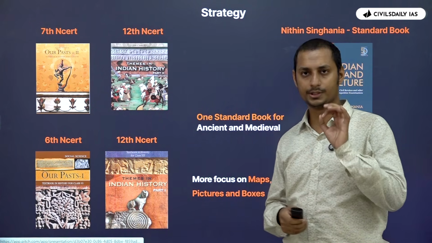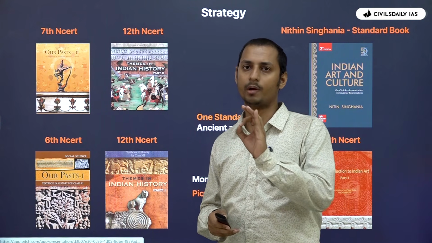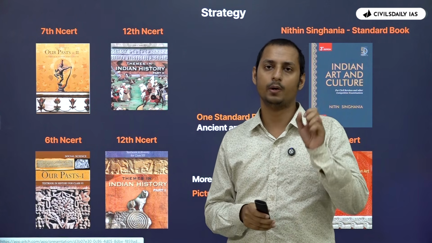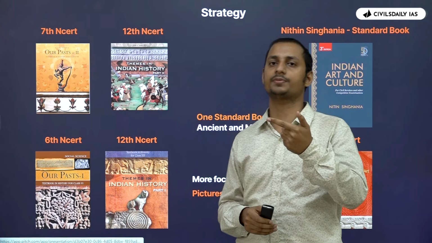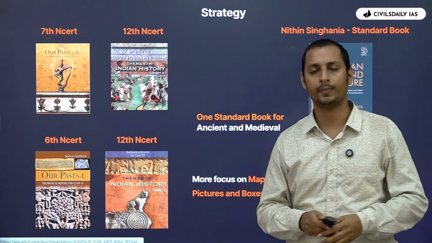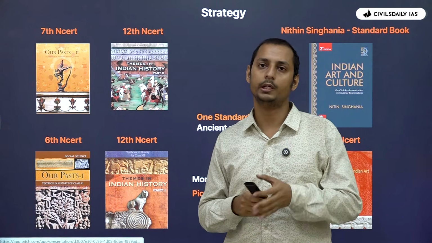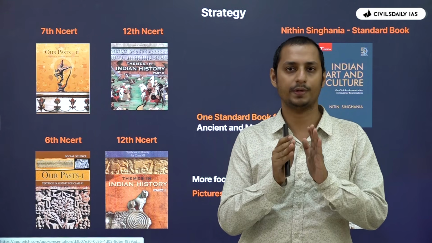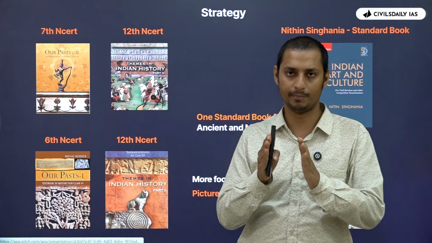So one standard book, and when you read it, for example, you have read the Indus Valley Civilization from the standard book. Now what you have to read is the Indus Valley Civilization from the 6th standard NCERT and from the 12th standard NCERT. And whatever additional information you get from the NCERT, you need to note down in your standard book, so that your standard book becomes your one source of information. So always remember, there should be one source of information.